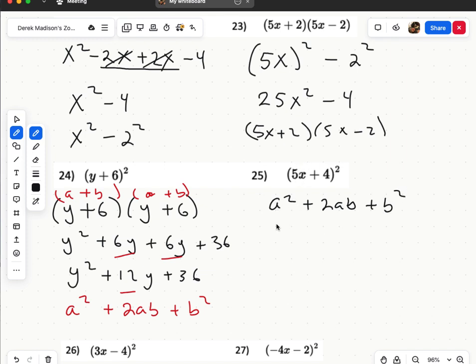5x times 5x would be a squared, so that would be 25x squared. 2 times a times b, so that's your a, that's your b, just multiply them together. So 5x times 4 would be 20x, and then double it for the 2, and that makes 40x. And then b squared, 4 is b, so b squared would be 4 times 4, or 16. And that's it. So you don't really have to go through all those steps, just 5x times 5x, 25x squared, multiply them together, 20, double it makes 40, 4 times 4, 16, you have it.